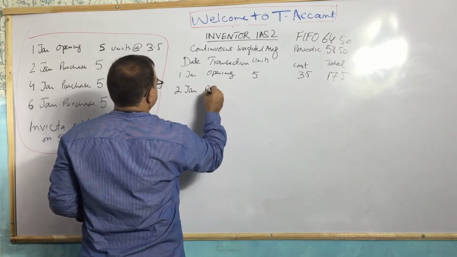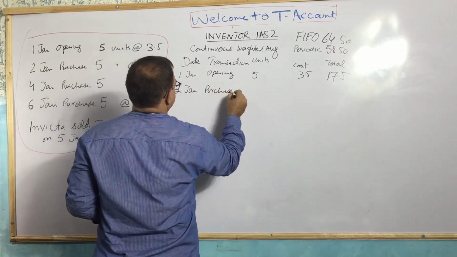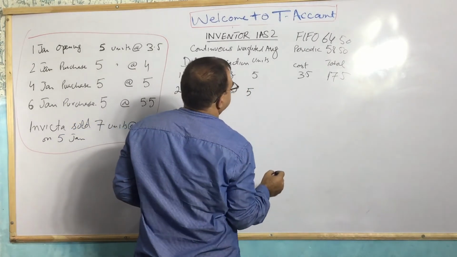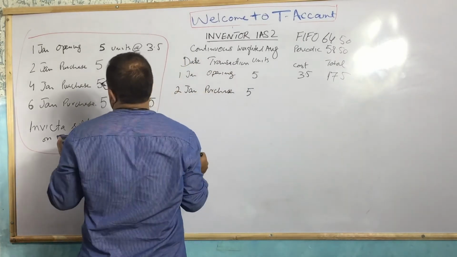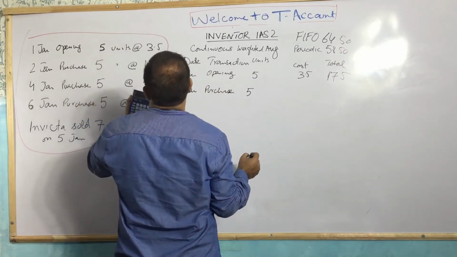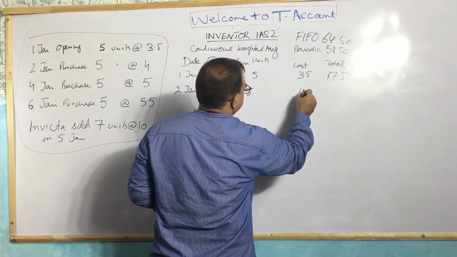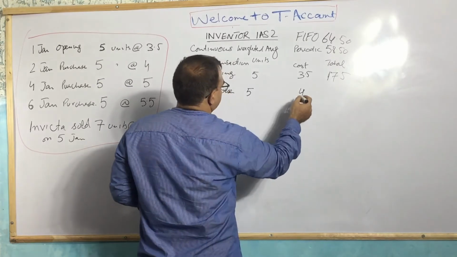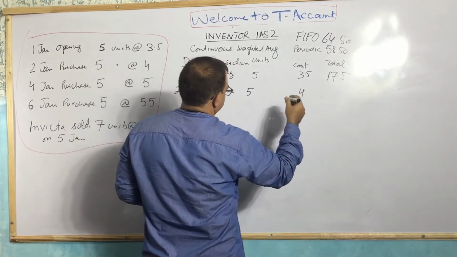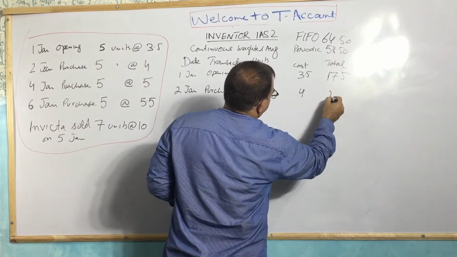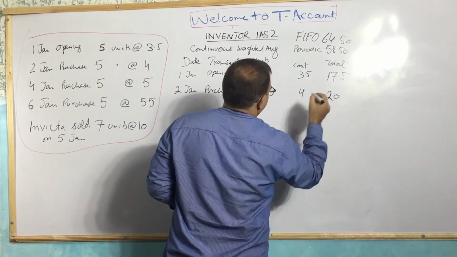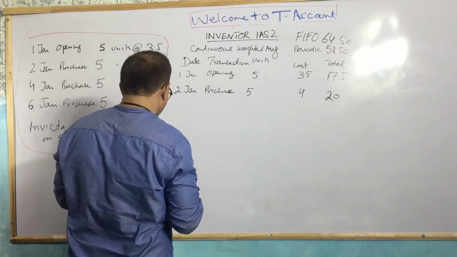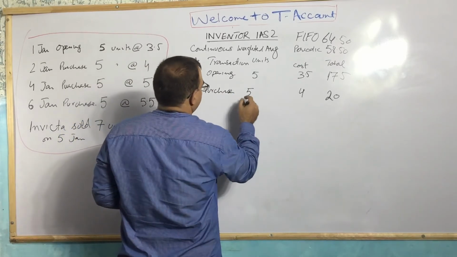2nd Jan purchase. Transaction is purchase. How many units? 5 units. At what rate? It was $4 each. And the total, 20 total value.